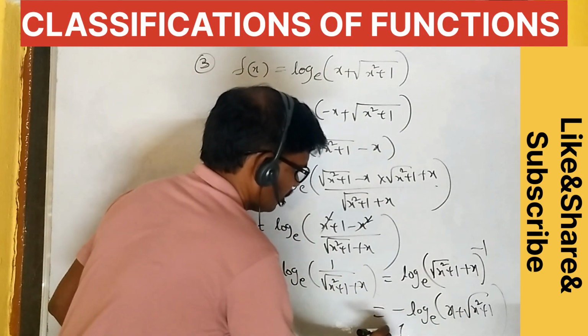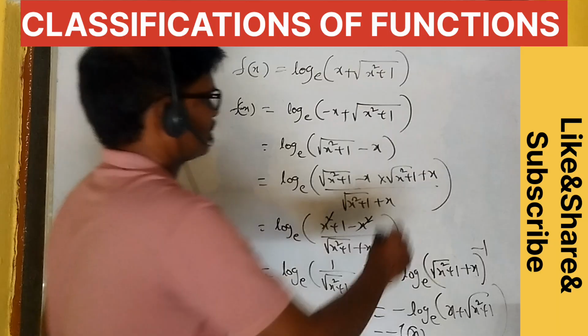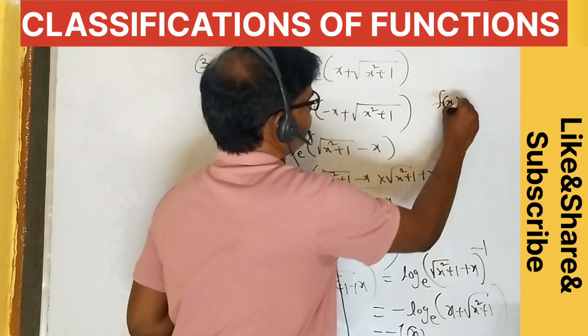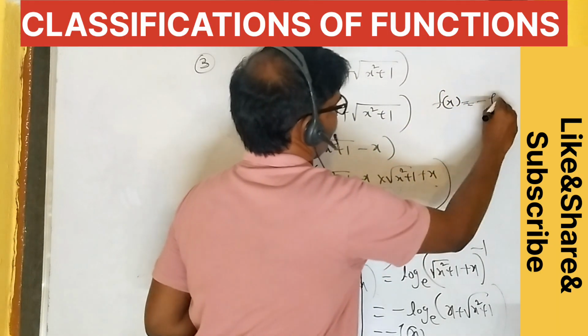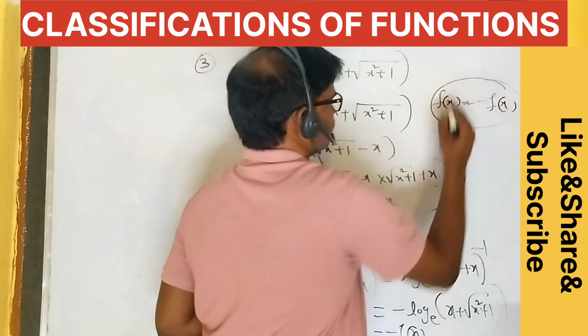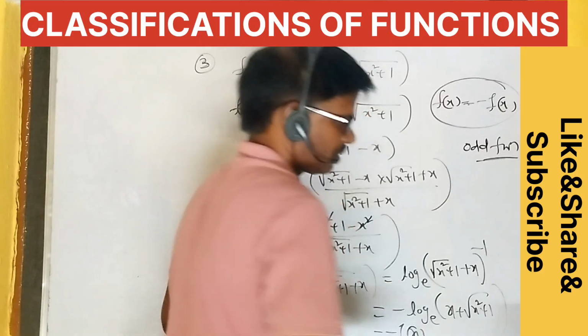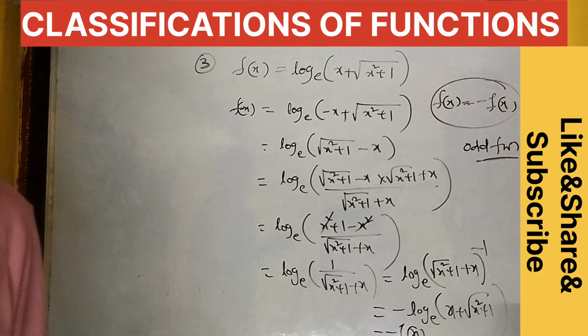This is the minus f of x. So f of minus x is equal to minus f of x. This is the odd function. Okay, understand.